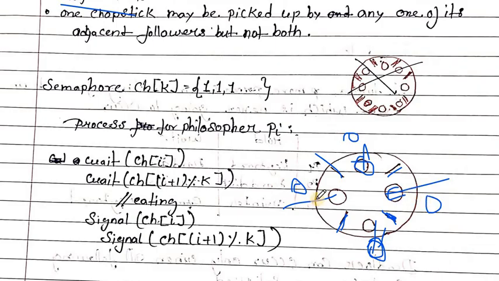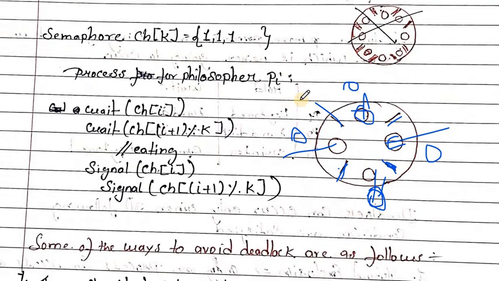So the philosopher can eat the food with 2 chopsticks only, not a single chopstick. But suppose one philosopher picks this chopstick, the next philosopher picks the adjacent chopstick, and so on around the table. Now each philosopher has 1 chopstick, but he can eat only with 2 chopsticks, not 1.